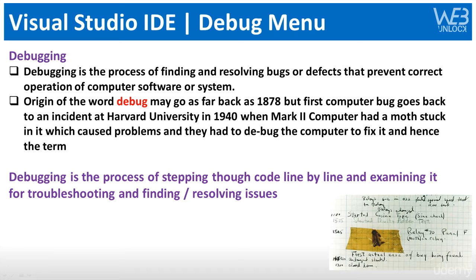So let's talk about debugging. First of all, let's define the term debugging. Debugging is the process of finding and resolving bugs or defects that prevent correct operation of computer software or system.